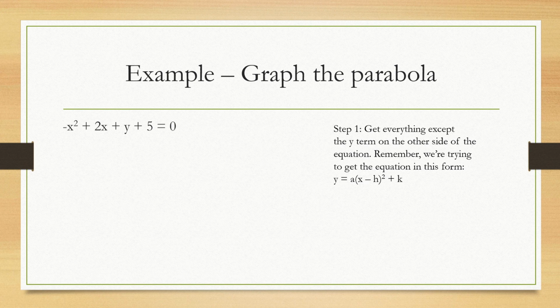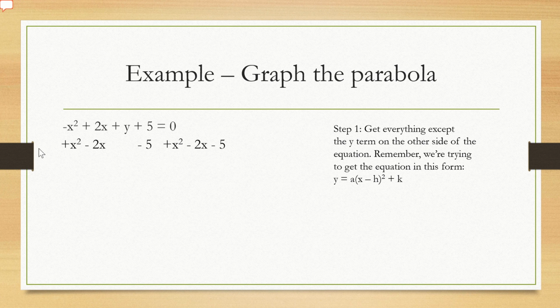So the first step for doing that is that we have to get everything except the y term on the other side of the equation. Remember, we're trying to get the equation in this form: y equals a times (x minus h) squared plus k. So y is all by itself here, and everything else is on the right-hand side. Okay, so that's the first step. We just have to get everything except for that y term on this side of the equation.